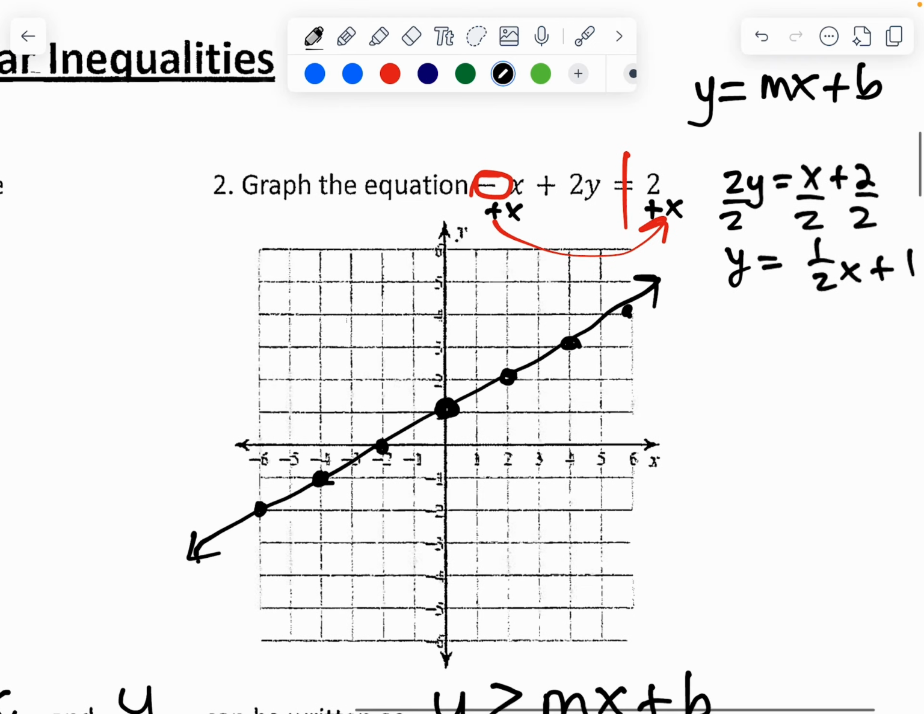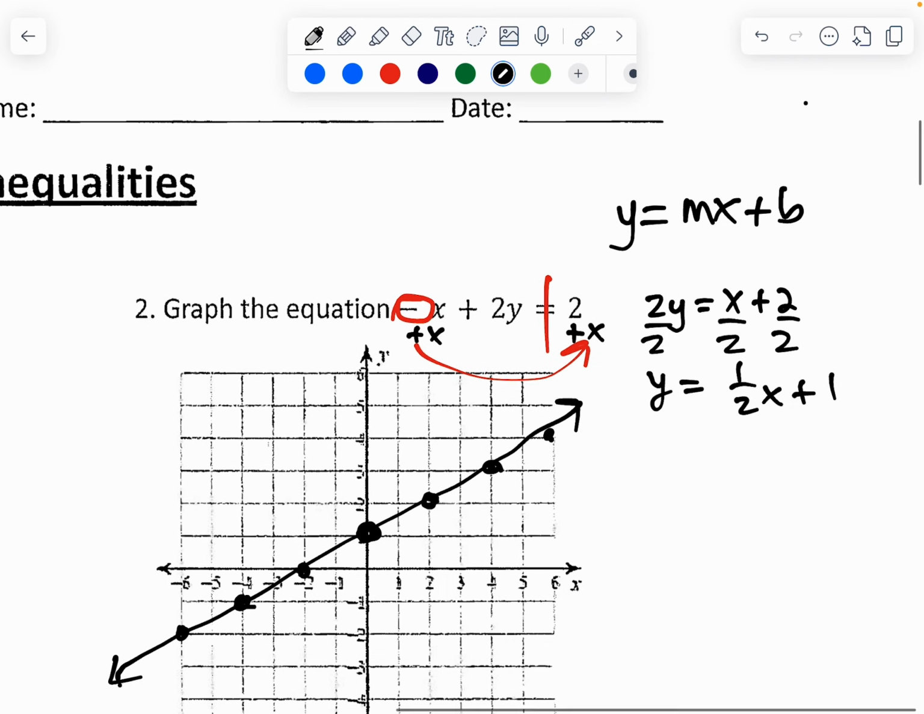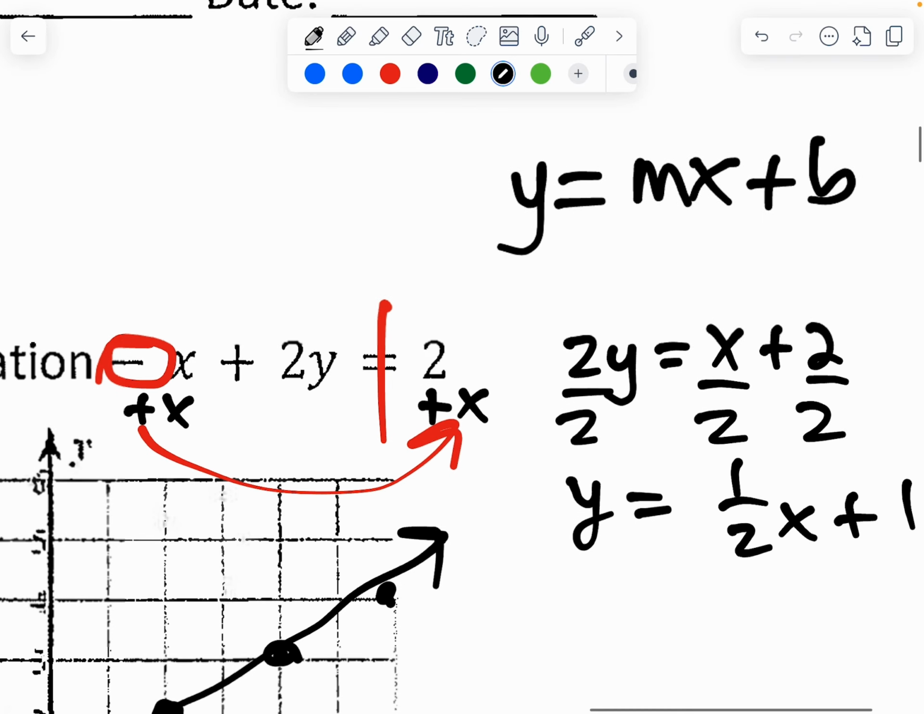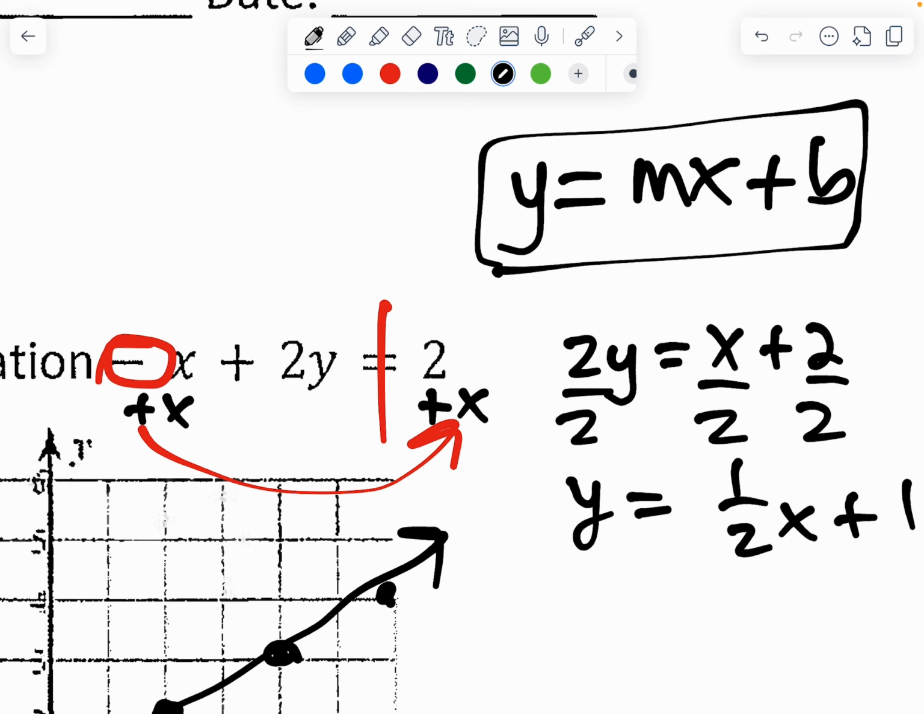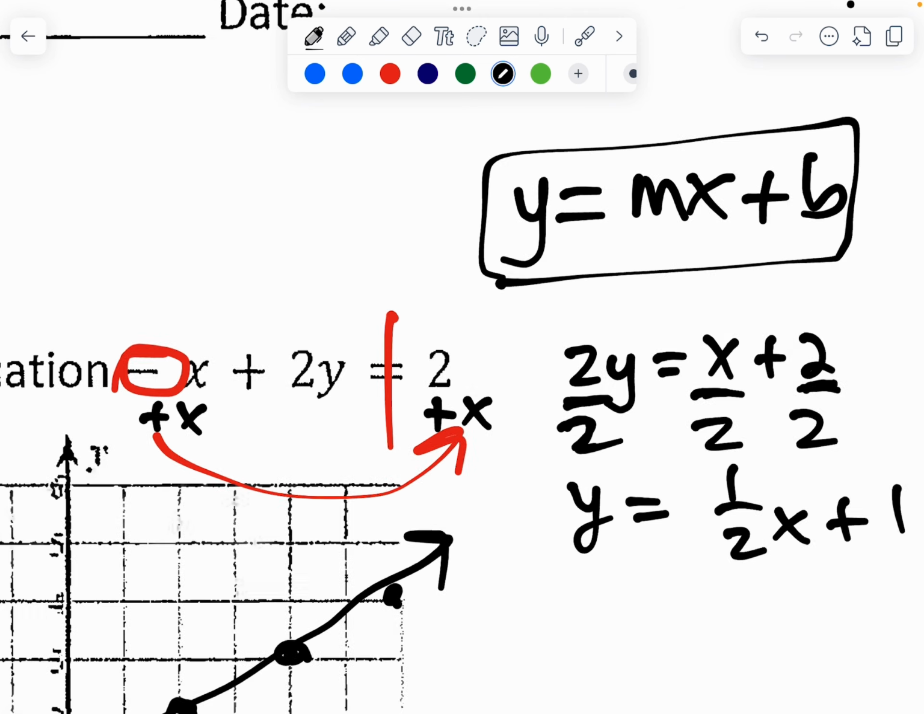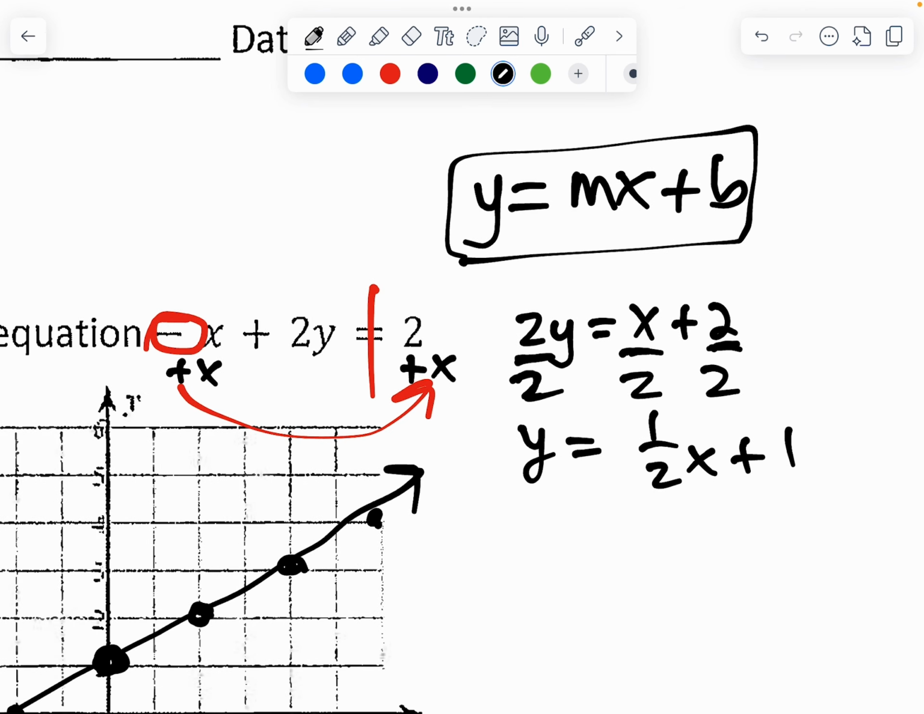Number 2, we had to graph the equation. Remember, the first thing that we do is we solve. We put the equation into y equals mx plus b. We solve for y, so we have to add x, the opposite operation, to both sides. 2y is equal to x plus 2. Then we divide everything by 2, and that gives us y equals 1/2 x plus 1.